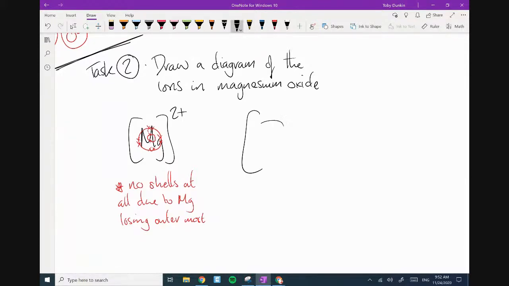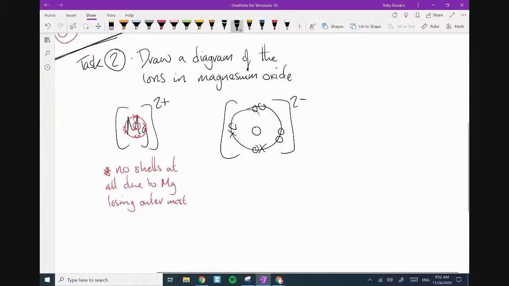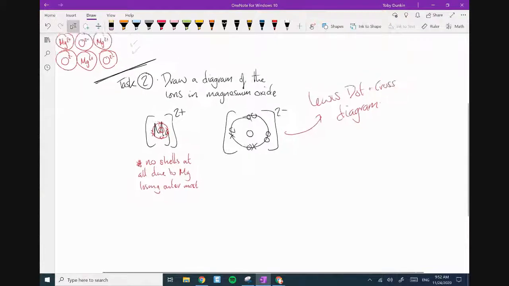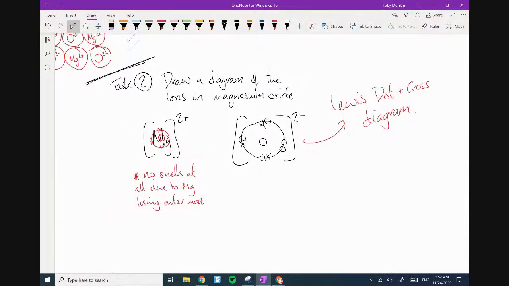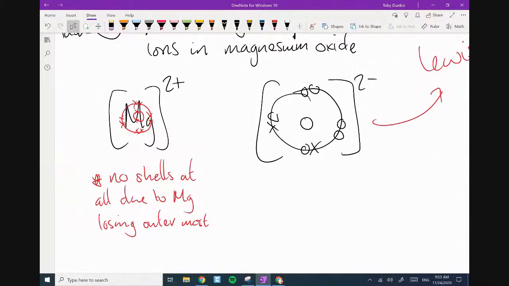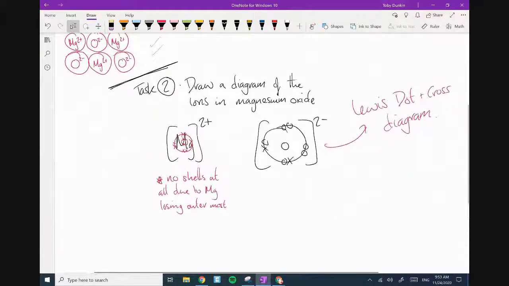For the other one, of course, I have to show oxygen's outer energy level, and it looks like that, square brackets, 2-. This is called a dot and cross Lewis diagram. If those words appear in the question, then you know exactly what you're drawing. You only have to show 2 in that particular one because the lattice structure is designed for you to show multiples, but for the ions in it, you only need to show 1 repeating unit, which is what that is.